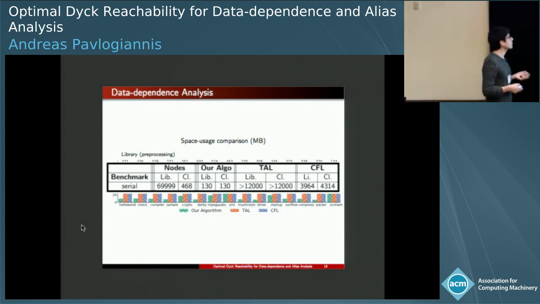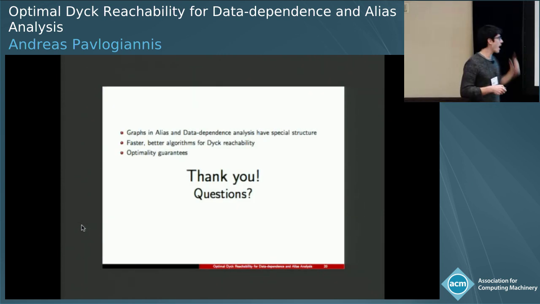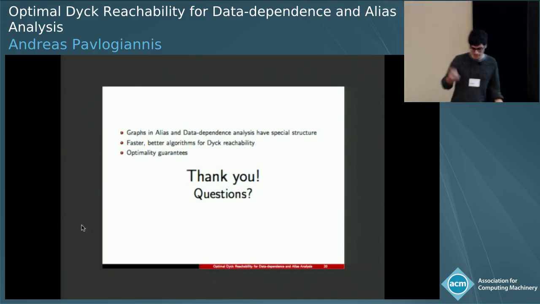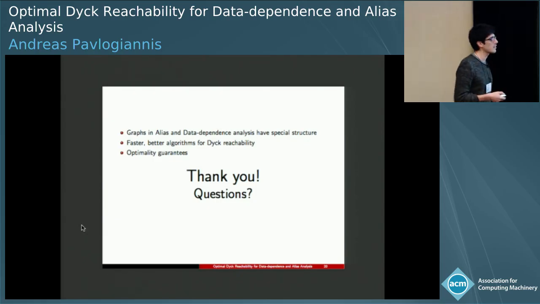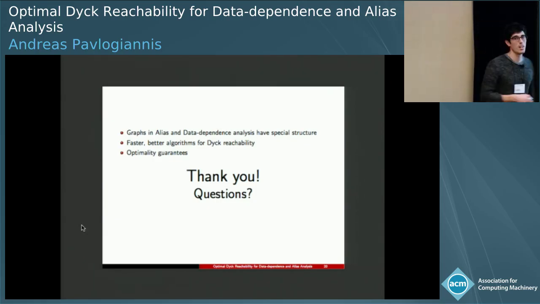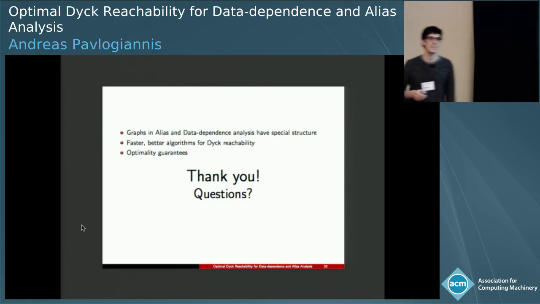So that's all I had to tell you today. In conclusion, we have these 2 new exciting algorithms for performing certain types of Alias and data dependence analysis. These algorithms are considerably faster and better than before. They come with certain optimality guarantees, and we hope that they will be relevant to your research or analysis purposes. Thank you.